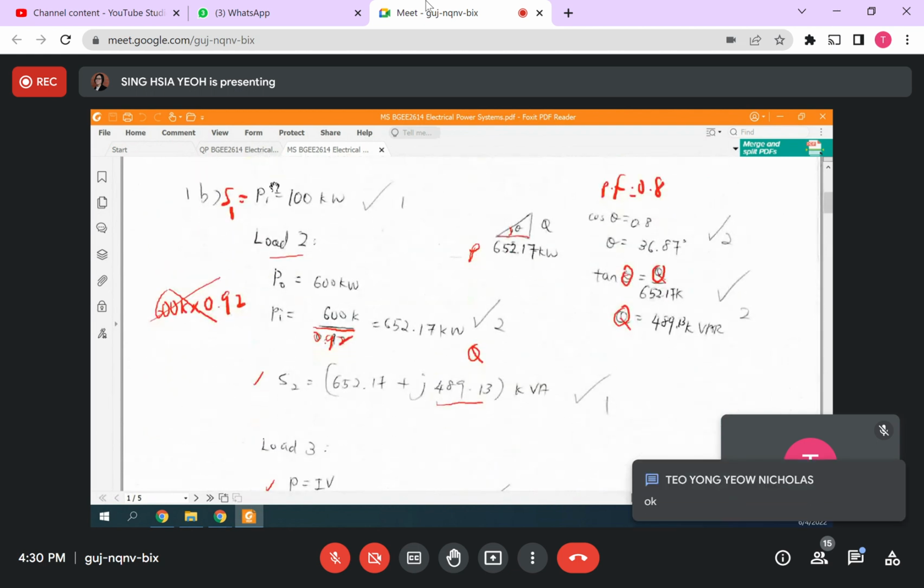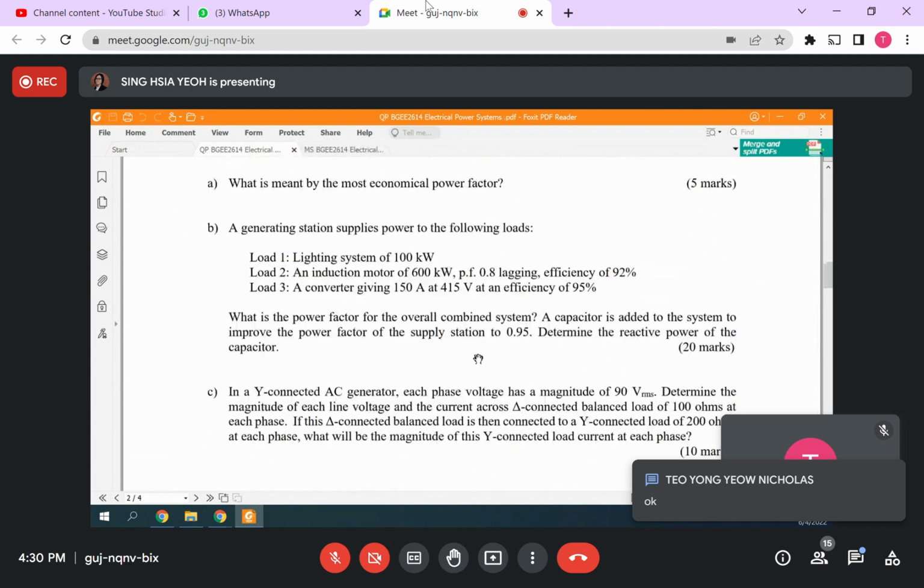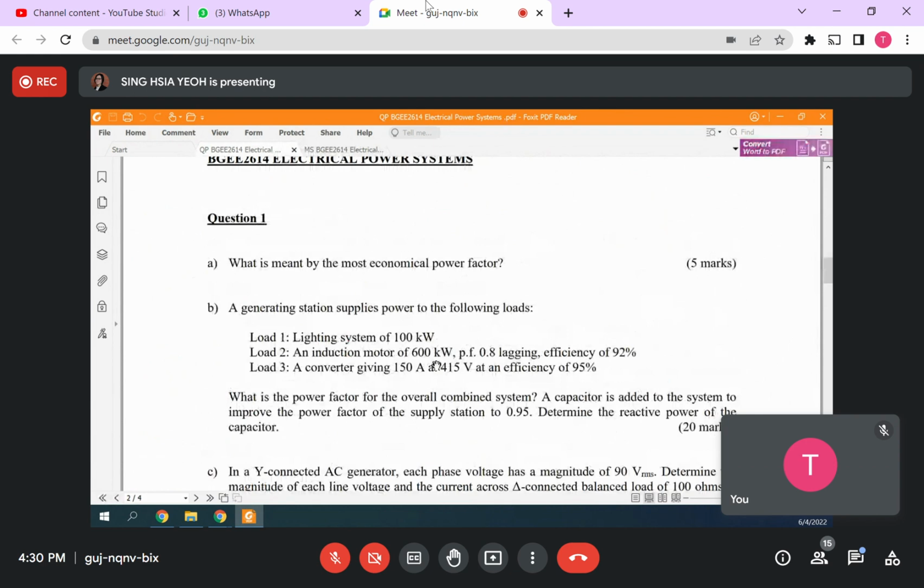You consider every load. Load one, you get the P, right? Then load two, you get the P as well, then you need to divide by 0.92. Then load three, from this voltage and current, you can get the P. P equals IV, then divided by 0.95, then you get the P value. So with all the P, you have P and Q, right? Then you combine, add all of them. So you have S1, S2, and S3, add them together. S1 is basically 100 kilowatt. This one also, load 3, S and P is the same. Then you add them together, then you get the S value.